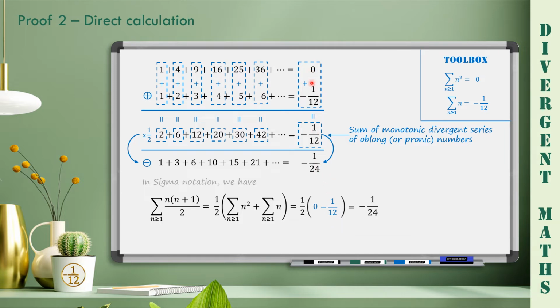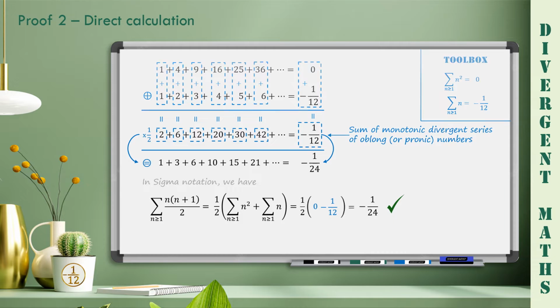That is exactly the calculation that we have done here on the right-hand side. And that is the correct result. So that direct calculation gives us the sum of the monotonic divergent series of triangular numbers starting from 1, which is equal to negative 1/24.